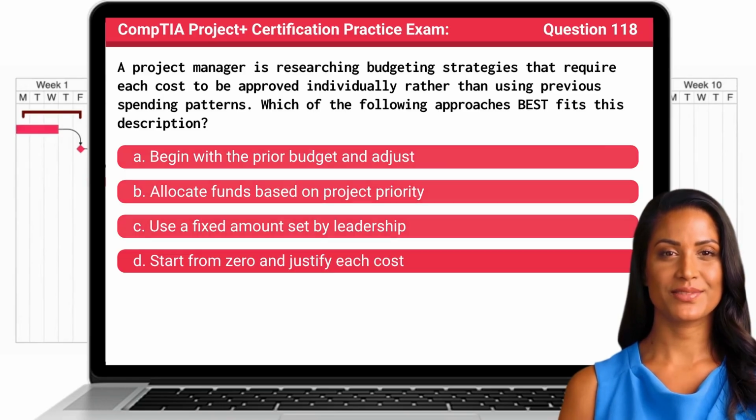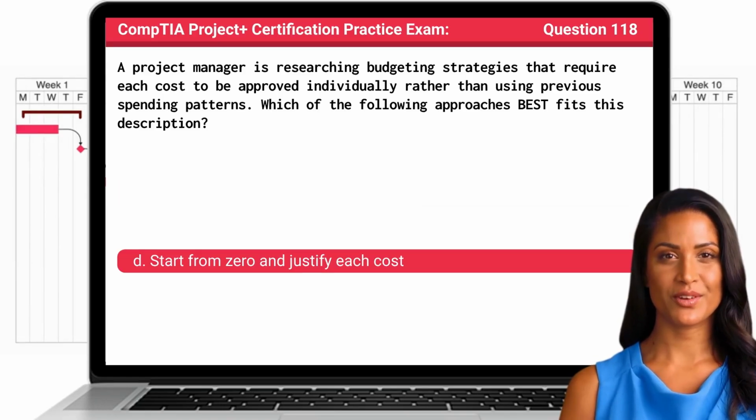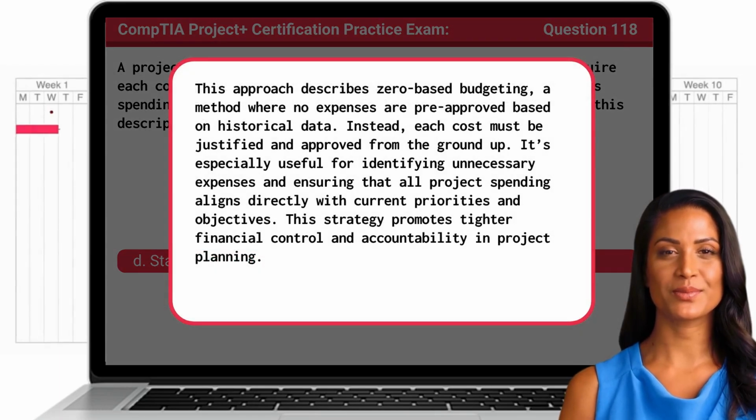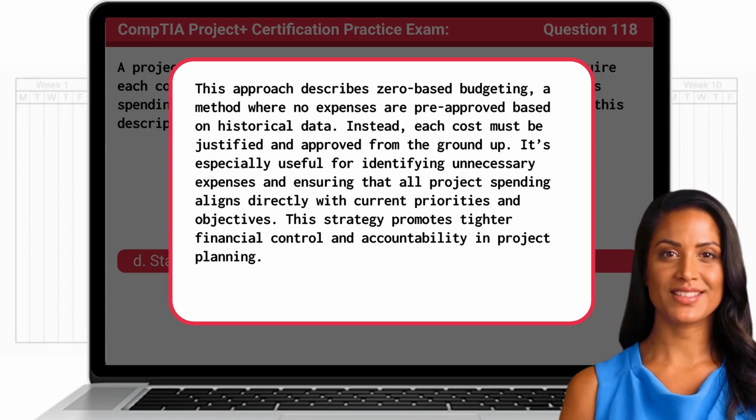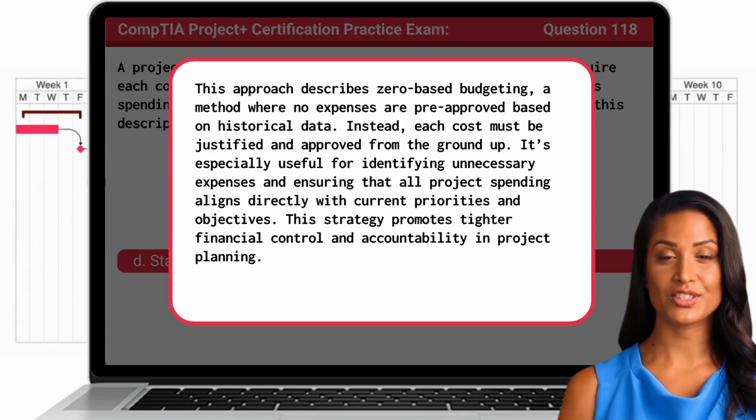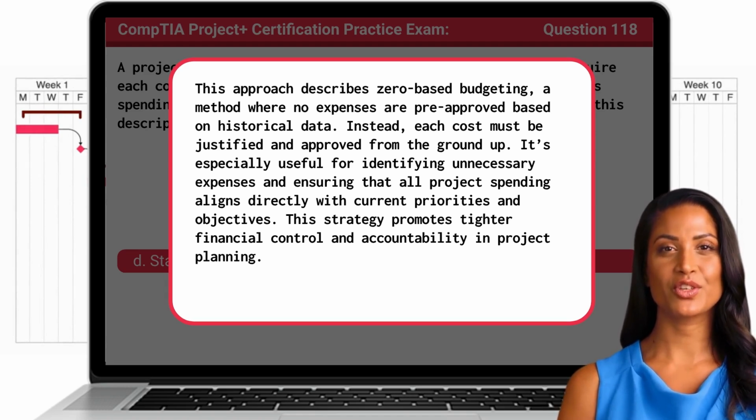The answer is D. Start from zero and justify each cost. This approach describes zero-based budgeting, a method where no expenses are pre-approved based on historical data. Instead, each cost must be justified and approved from the ground up. It's especially useful for identifying unnecessary expenses and ensuring that all project spending aligns directly with current priorities and objectives. This strategy promotes tighter financial control and accountability in project planning.